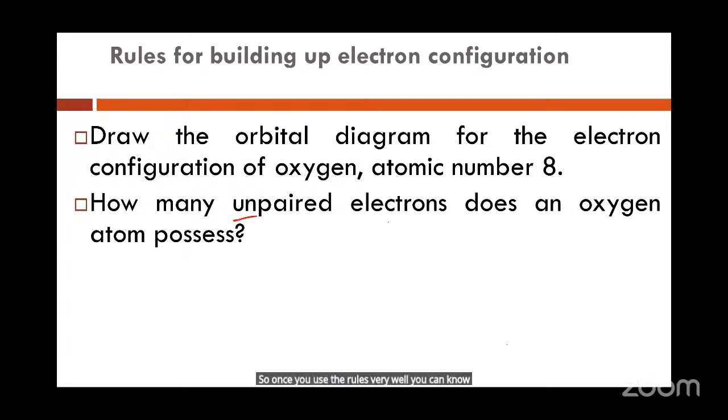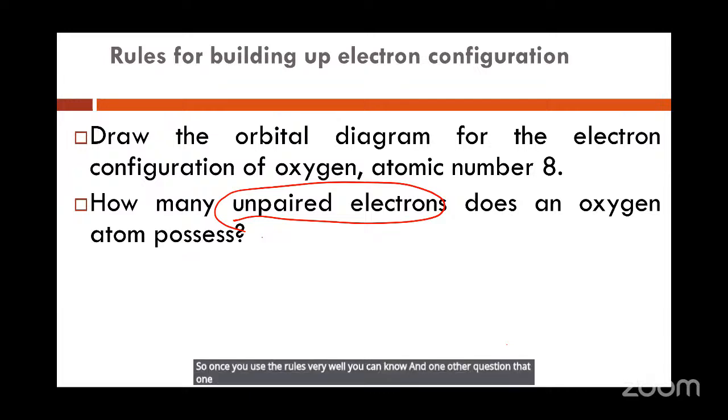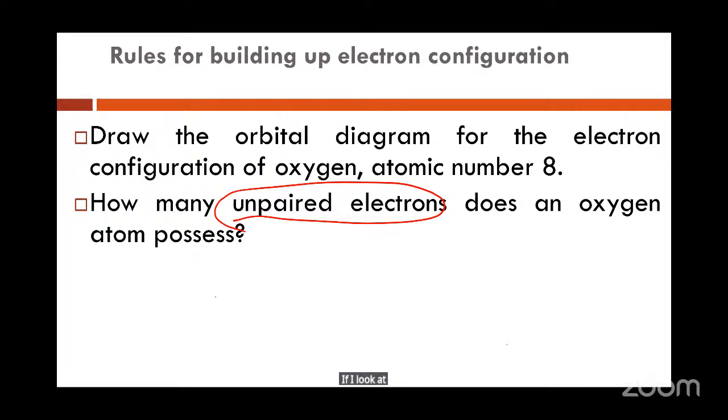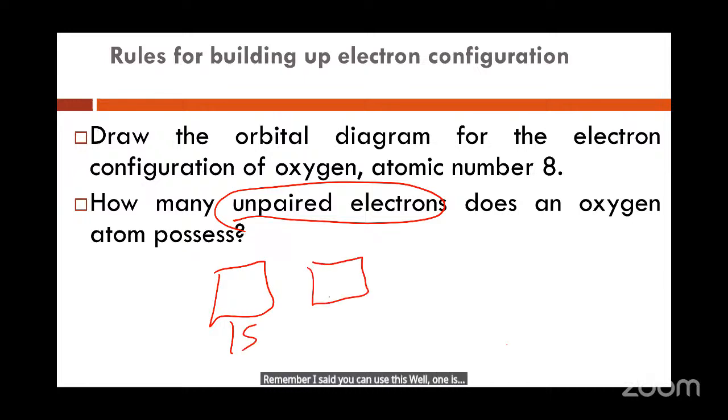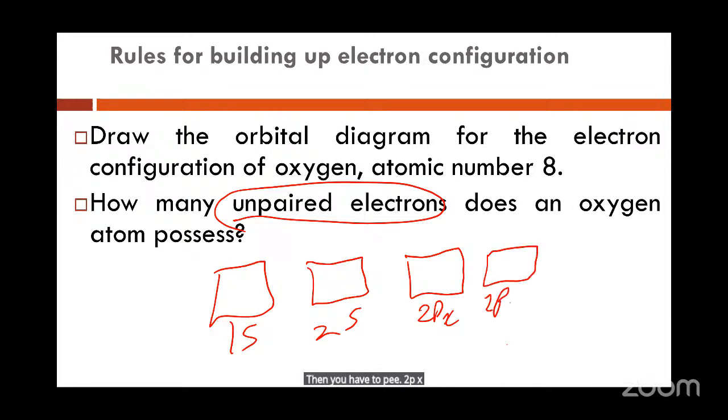And one other question that one can ask you is, how many unpaired electrons? For instance, if I look at oxygen that I used earlier, remember I said you can use this for 1s, use this for 2s, then you have 2p: 2px, 2py, and 2pz.